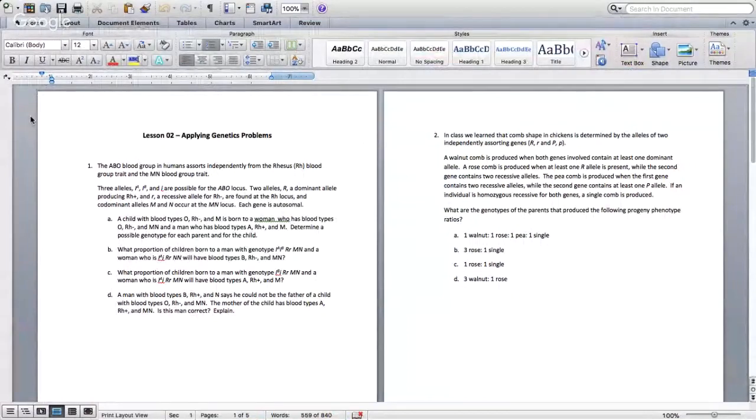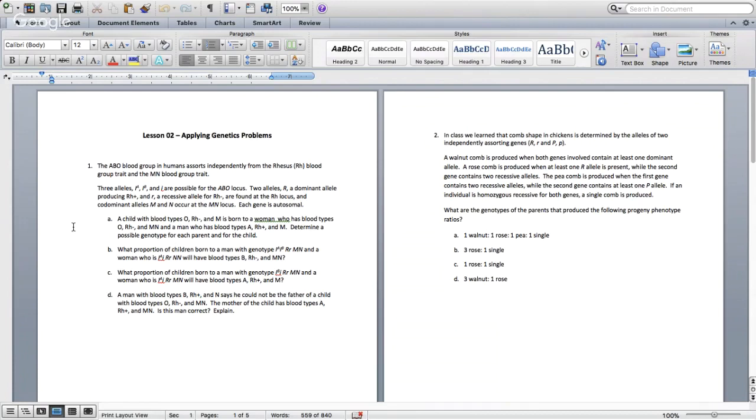So for number 1, for A, the father's genotype was I^A i, so capital I with the superscript A, lowercase i, and heterozygous for the R and M. For the mother's genotype, it was homozygous recessive for I, homozygous recessive for R, and MN. And the child's genotype was homozygous recessive I, homozygous recessive R, and M.